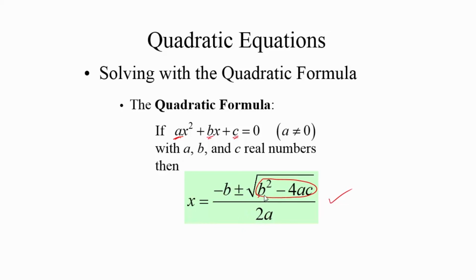And finally, the discriminant can be negative. If the discriminant is negative, since you cannot take the square root of a negative number, then the equation does not have any real answer. So that's the bit about the discriminant.